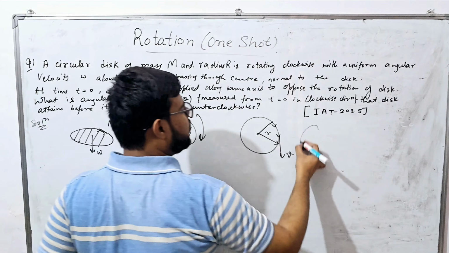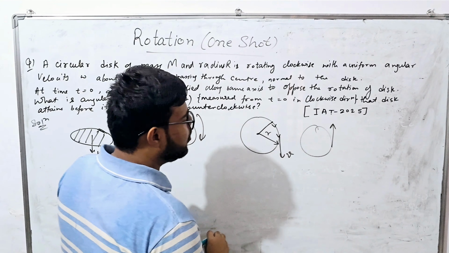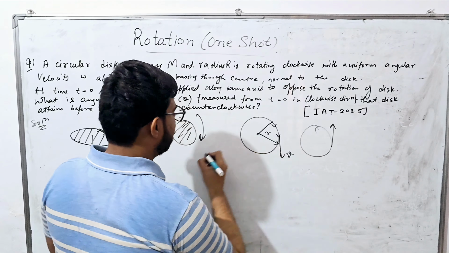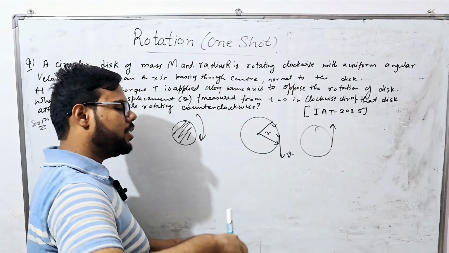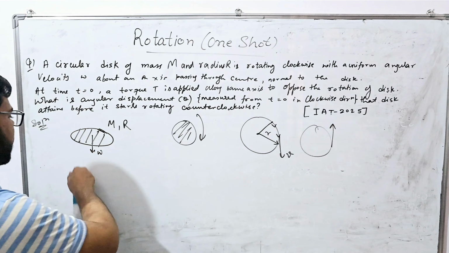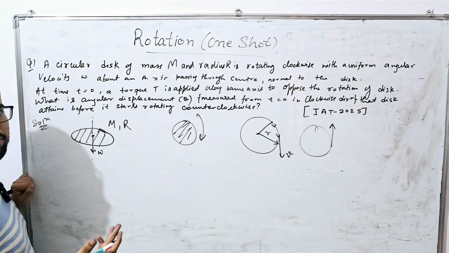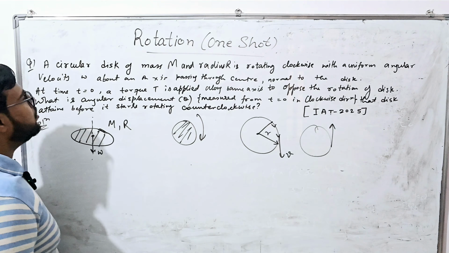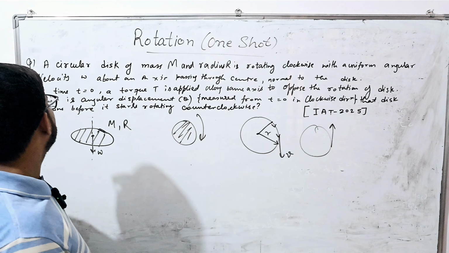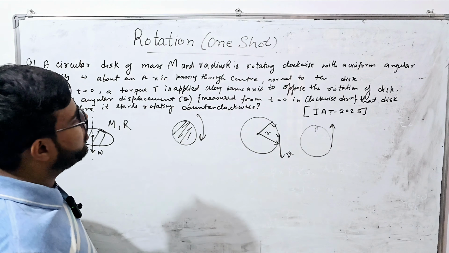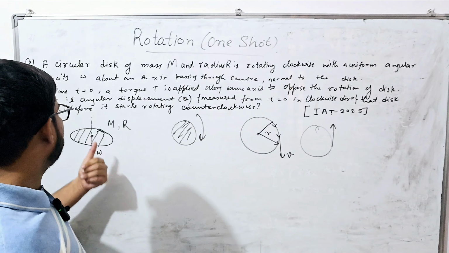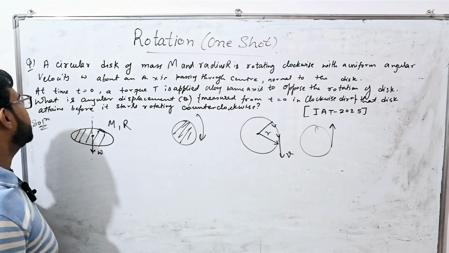So omega is going downward, right? And if the velocity was along the other direction, it would come outwards. But in this case it's going inwards, along this axis, the axis of rotation basically. So about an axis pointing through the center normal to the disk, that is, at the center of mass.